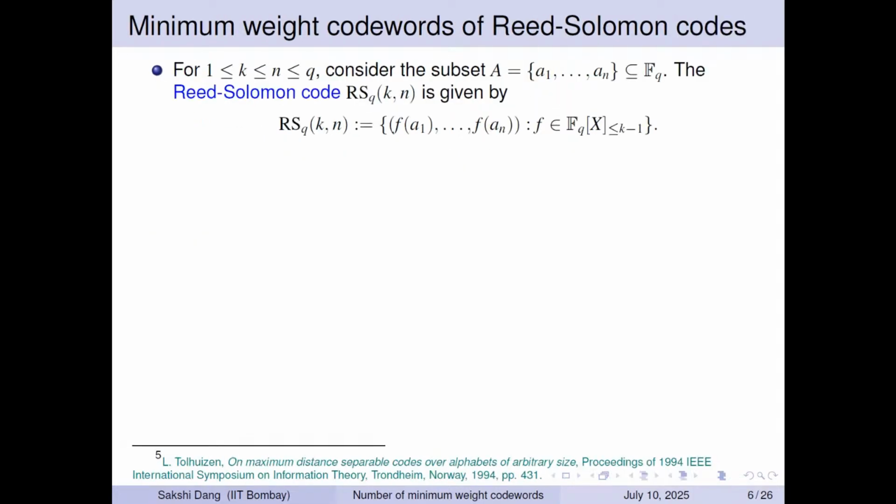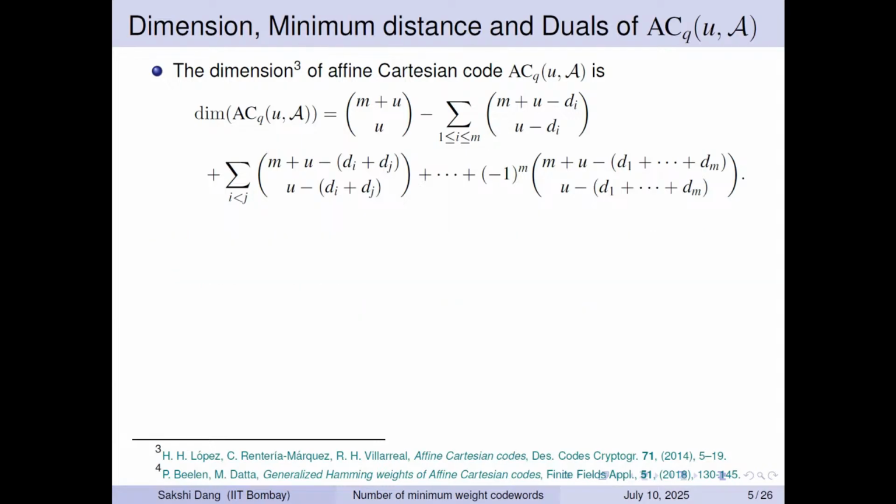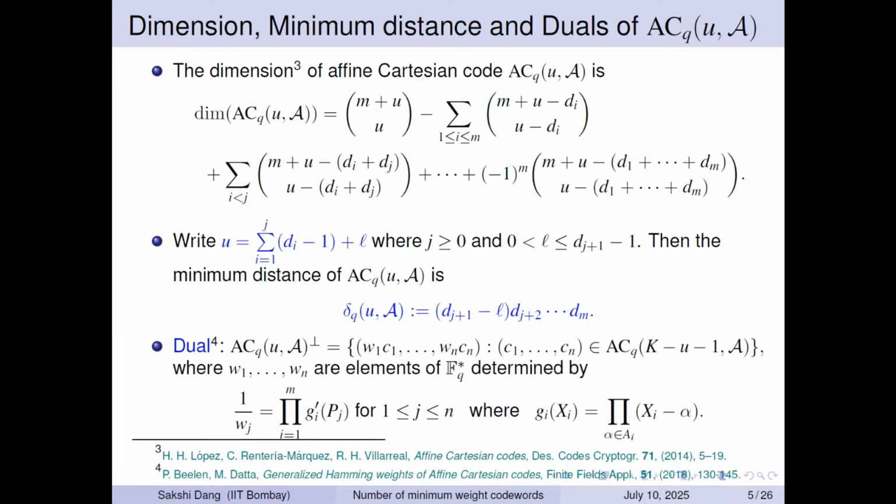The duals and generalized Hamming weights of affine Cartesian codes are also determined by Whelan and Datta. It's interesting to note that the dual of an affine Cartesian code is a generalized affine Cartesian code where certain weights w1 to wn are attached to each of the coordinates, which depend on the polynomials gi, which are based on the choice of the sets that we take.